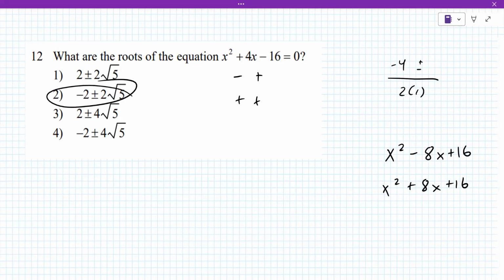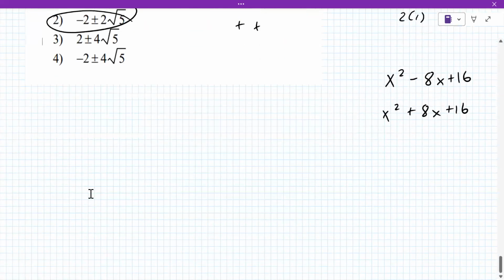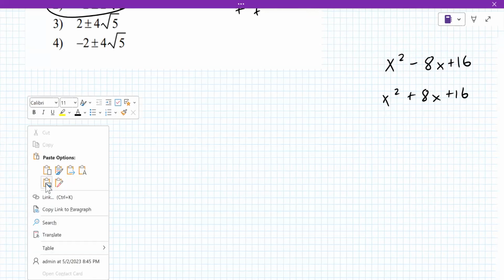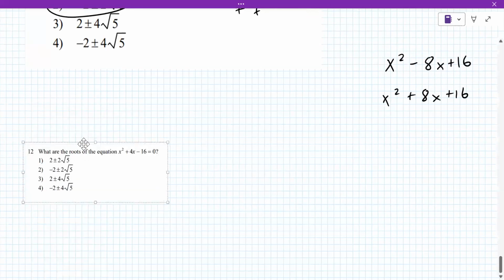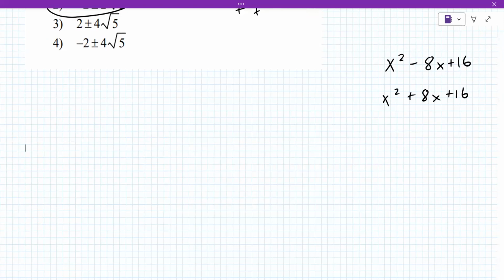I think I just grabbed another one here. Nope, I did not. Okay. The next one here is kind of tough. I think I'm going to take away the multiple choice for this one.